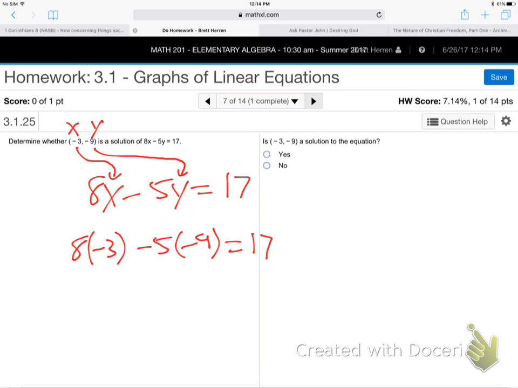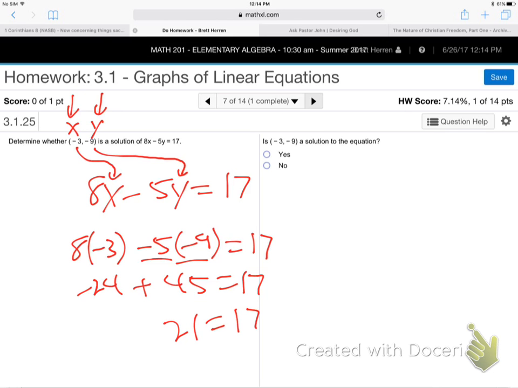With me so far? So you just plug in the x and plug in the y. You have to remember that it goes alphabetical, right? So the first coordinate is x, second is y, alphabetical. Plug them in. Negative 24. It's going to be plus 45, right, because of the double negative there. Two negatives make a plus, and then what is that, 21? No, 21 doesn't equal 17, no.